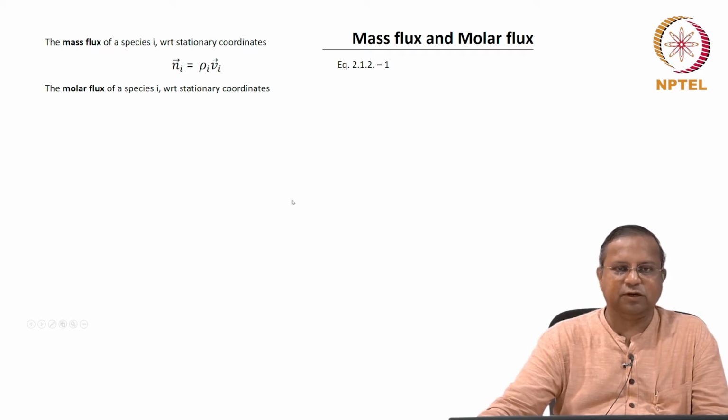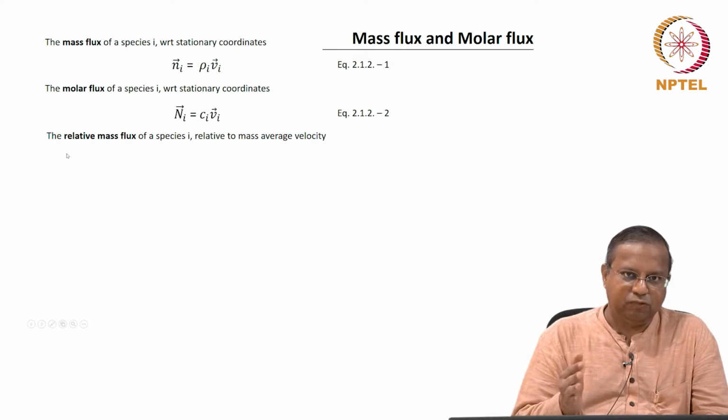The molar flux of species i with respect to stationary coordinates, I may not say this all the time, but with respect to stationary coordinates, we are going to represent as capital N_i. So, capital N_i is nothing but concentration times the velocity. Okay, C_i times the velocity of the species i. 2.1.2-2.